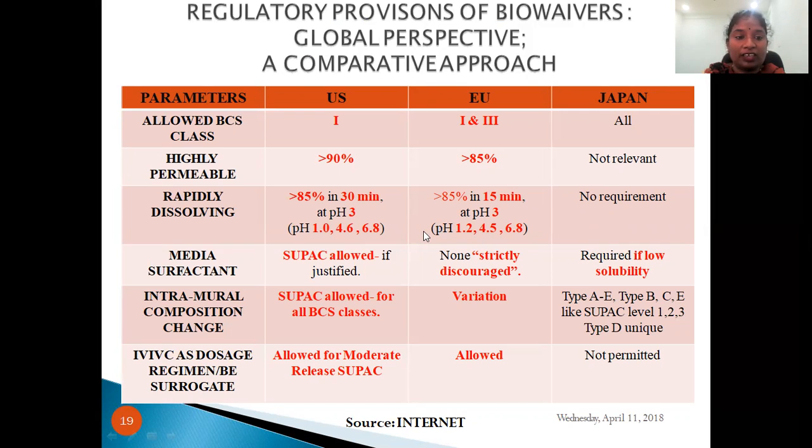On media and surfactants, SUPAC is nothing but scale-up and post-approval changes. These are allowed if justified. In the EU they are strictly discouraged, and in Japan they are required if the solubility is low. Composition changes and packaging changes are not always necessary, but they are also very important. These are the surrogate properties.